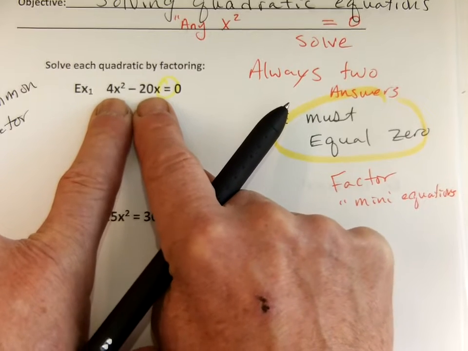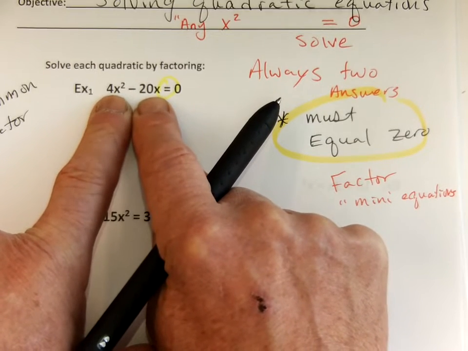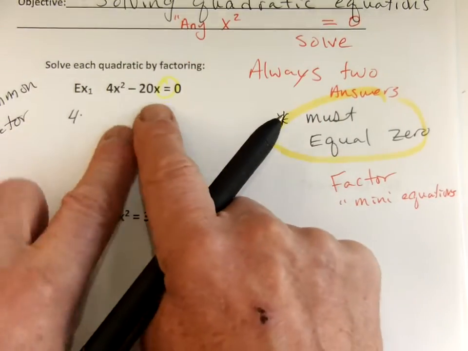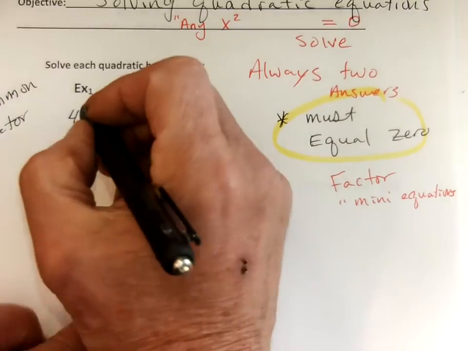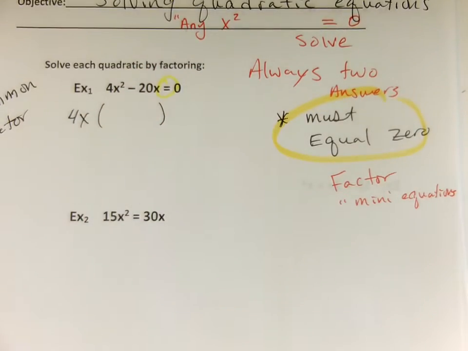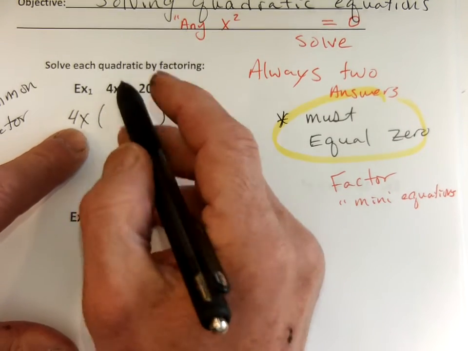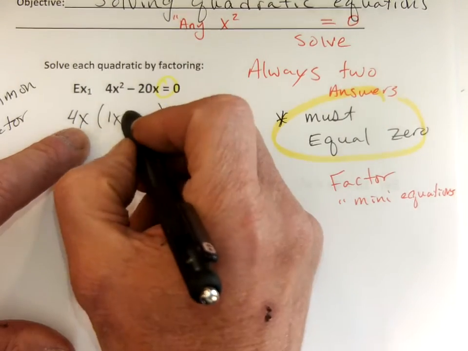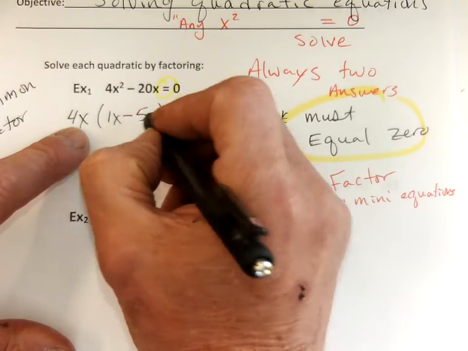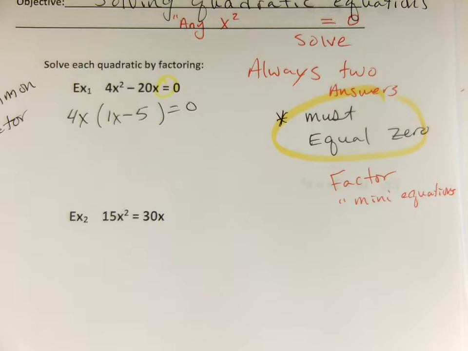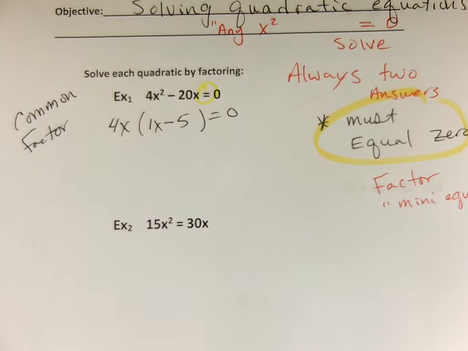So what do they have in common? What's the biggest multiple between 4 and 20? 4. So I common factor out of 4. And what else do they have in common? So I make my mini equations by common factoring out of 4x. They have a multiple of 4, and they have an x in common. And then what's left over if I factor that out? Well, 4 goes into 4 one time, and I'd have an x left over. And then 4 goes into 20 five times, and it still equals 0. So all I did was I common factored. What do they have in common? A multiple of 4 and an x.